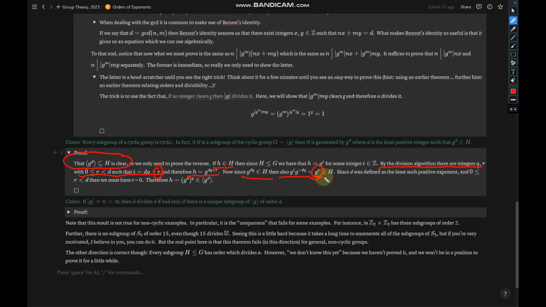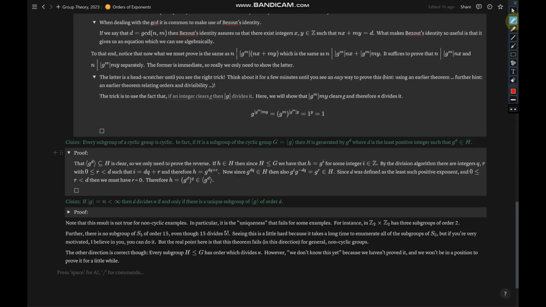And then what we know is that, by the minimality that we imposed on d, and r is some number less than d, but also d was defined to be the least positive integer such that g to the d is in H. Well, that leaves only one option for r. It can't be a positive integer, since we know that it's less than d and at least 0, so it must be 0.